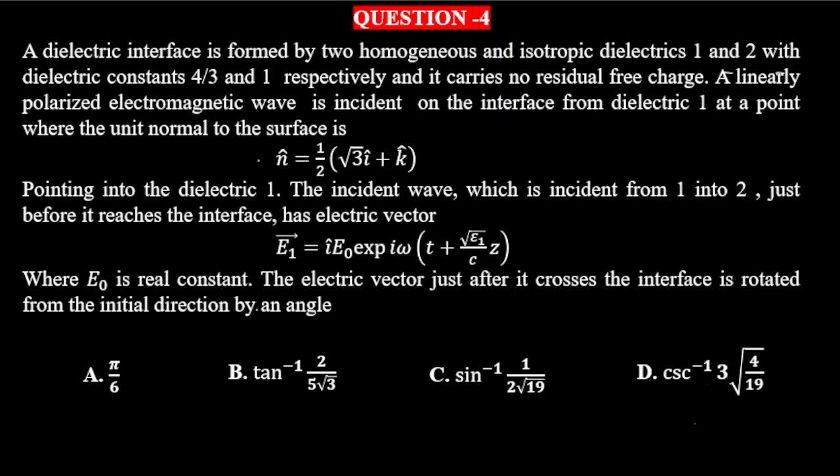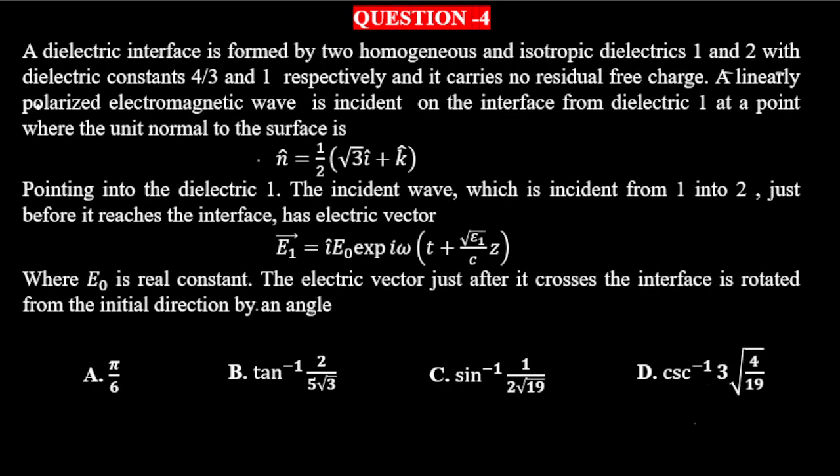The incident wave, which is incident from 1 into 2, just before it reaches the interface has an electric field vector this, where E naught is a real constant. The electric field just after it crosses the interface is rotated from the initial direction by an angle. So try to understand what has been asked in this question because it's a big statement, and let me draw a figure first based on the statement.